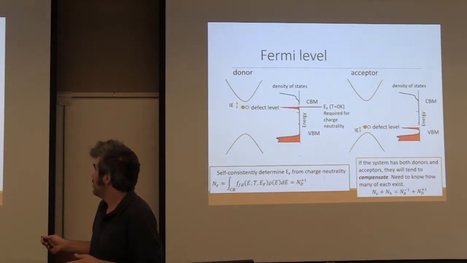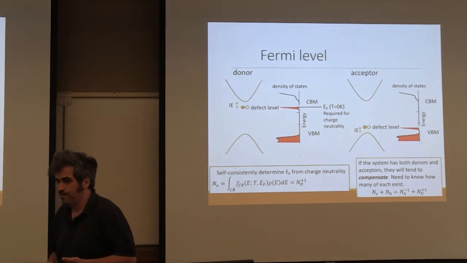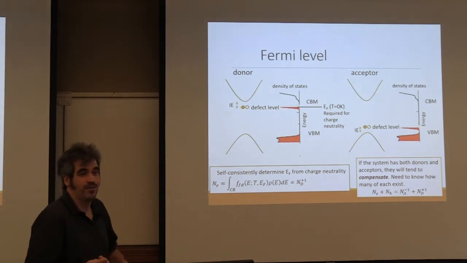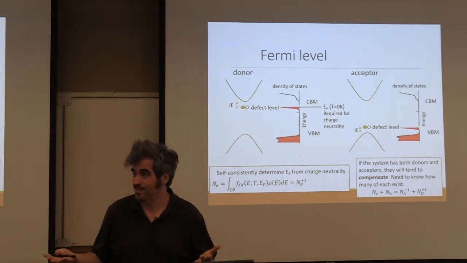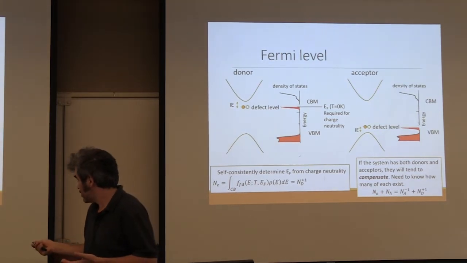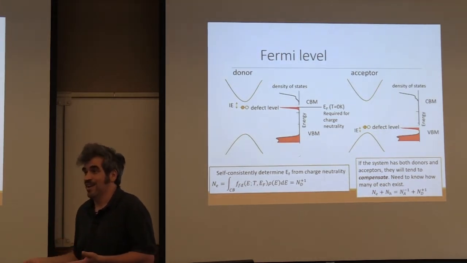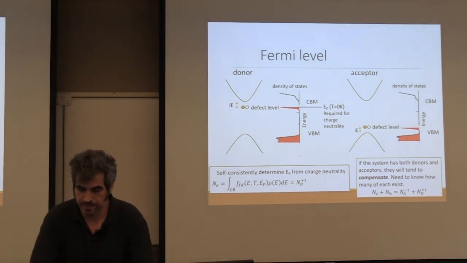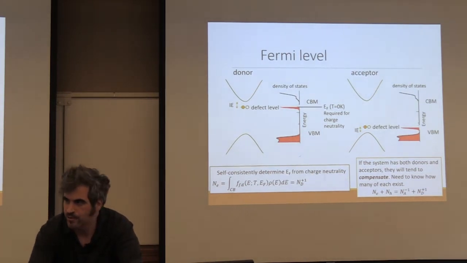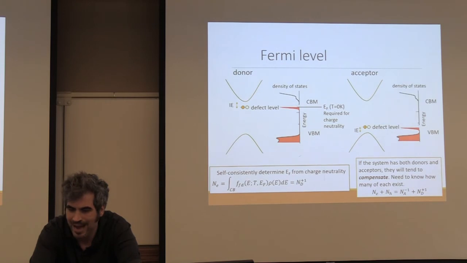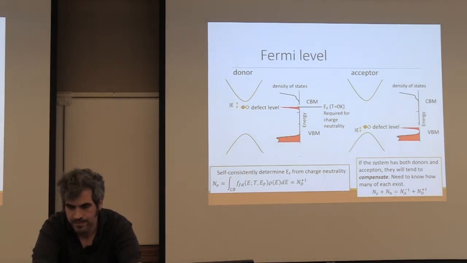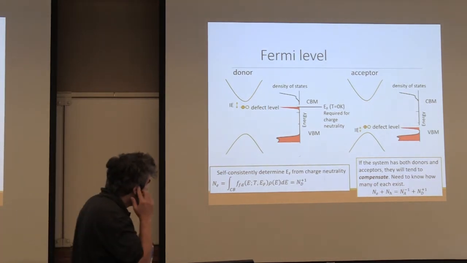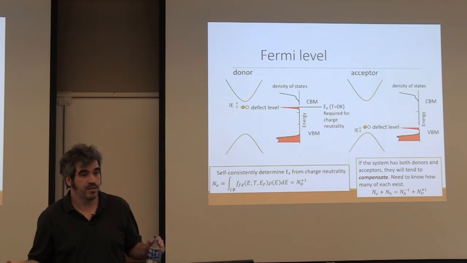So if you want to really know what the effects of the defects are in a system, you have to know essentially all of the donors and all of the acceptors which exist in the system, and then determine what the net result of all these different species is. So you need to know how many donors versus how many acceptors there are. How do you calculate that? If we want to know how many of something there are, we have to know how much energy it costs to make it.